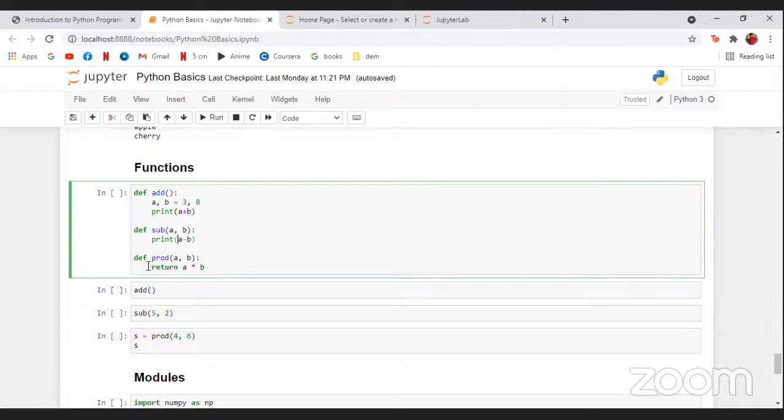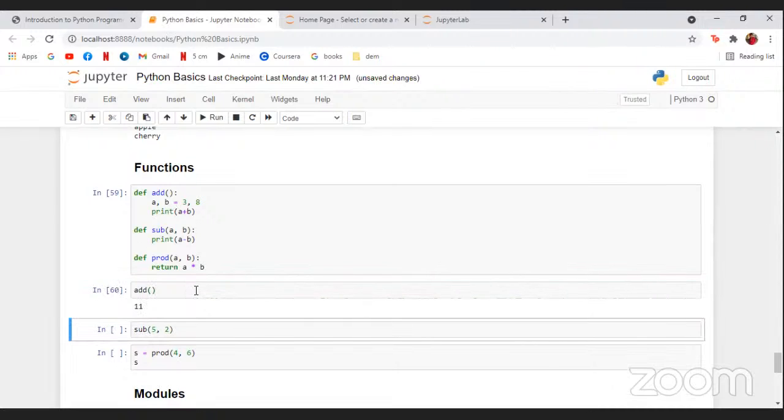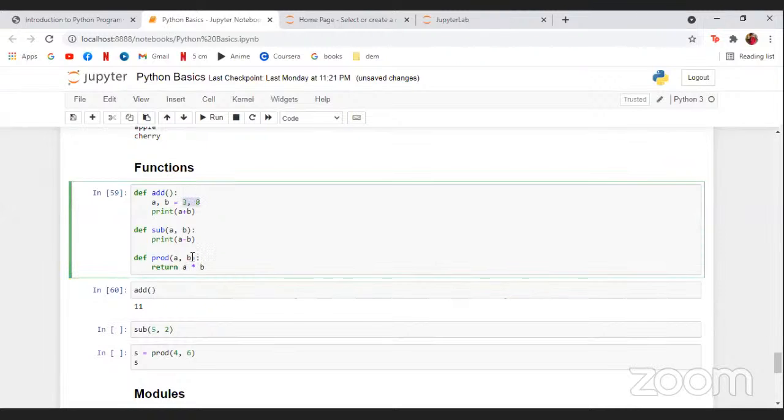And here, instead of printing it, I'm returning it, which means that whenever you call the function, you can get the answer back instead of it just being printed. If you want to do some calculation with the answer, then you'll have to return the answer instead of printing it. Now when I run this block, nothing happens because, as I said, functions are static until you call them. Until I call add, sub, or prod, nothing happens. If I call add, it automatically gives me the answer 11 because I've already given the numbers here as 3 and 8. So it adds 3 and 8 and gives me the answer.